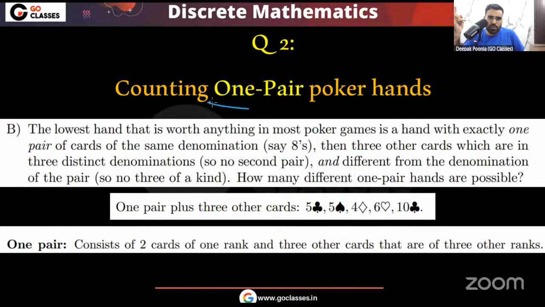We must have 2 cards of the same value, and we should not have more than one pair, and we should not have three cards of the same value. I hope it is clear. One example is given to you.